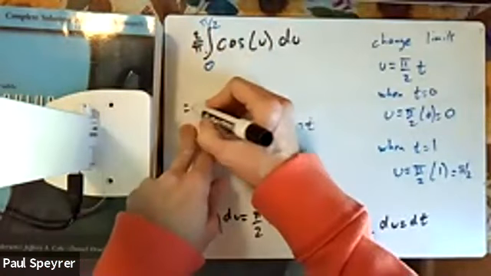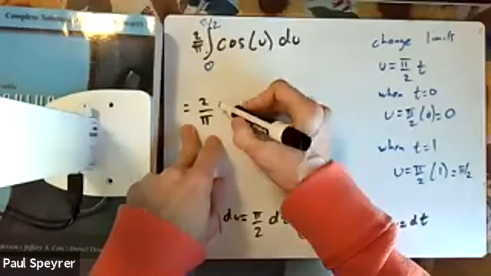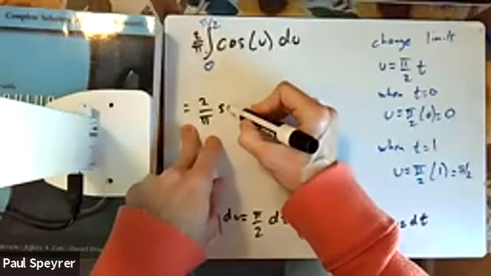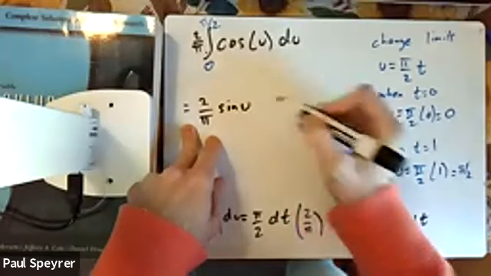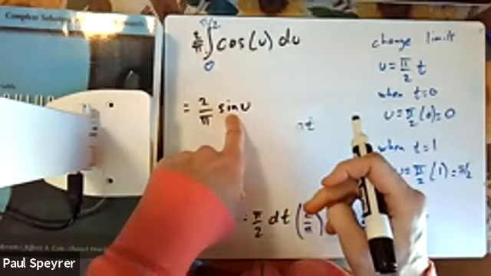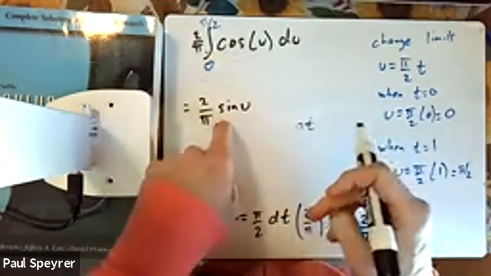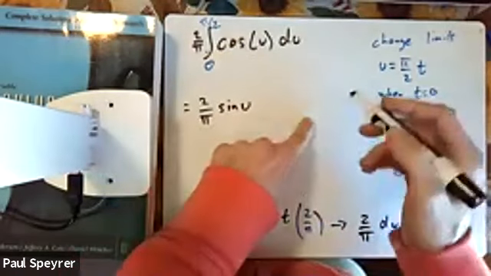What is that going to be? That is simply just sine, right? So now we have 2 over pi, and then we have sine of u. Remember, you can check your antiderivative, right? If I take the derivative of the antiderivative, I should go back to the original expression, right? What's the derivative of sine? Cosine. So we did that correctly.